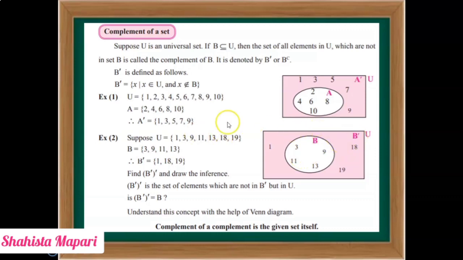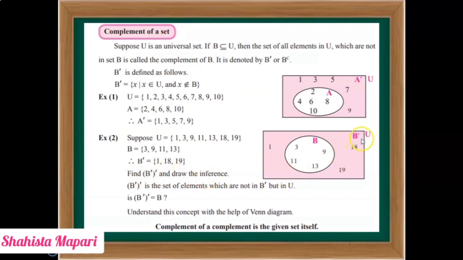ये दोनों ही पार्ट है किसका, U का, क्योंकि ये B के एलिमेंट और B कॉम्प्लीमेंट के एलिमेंट यूनिवर्सल सेट में प्रेजेंट है। इज दैट क्लियर? B और कॉम्प्लीमेंट B इक्वल नहीं है, बट B और U का रिलेशन है, कॉम्प्लीमेंट B और U का भी रिलेशन है। इज दैट क्लियर? So in this way we solve, find B complement of complement and draw the inference.